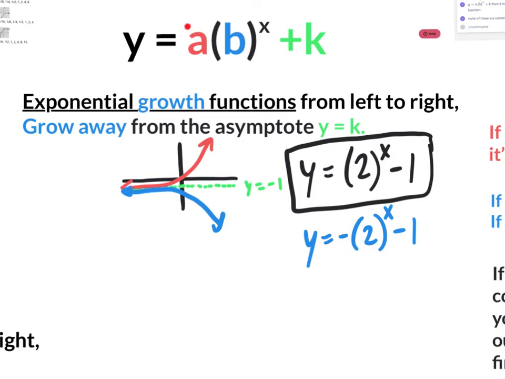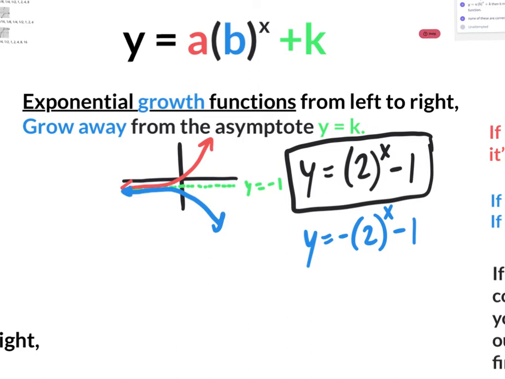So that's how the a value affects the graph. If it's positive, it's opening up. If it's negative, it's opening down. But either way, the base is greater than 1, so it's growth, which means that from left to right, both of these are growing away from the asymptote. So I hope that kind of refreshes your memory on exponential growth and decay functions.